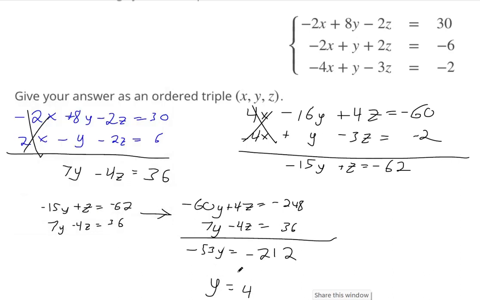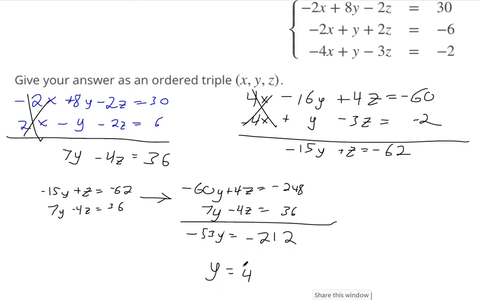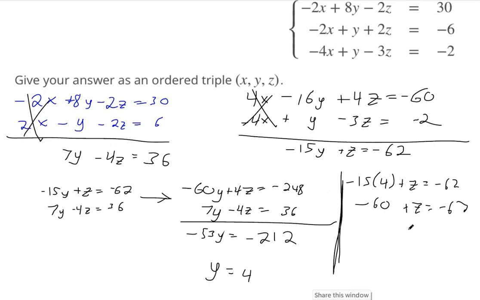So once you have one of the variables, it's a cascade effect with all the other variables. You can plug this back into this equation up here or into this other smaller equation over here. Either one should give you the same answer. If I plug 4 in there, it's -60. So add 60 to both sides and get z is -2.